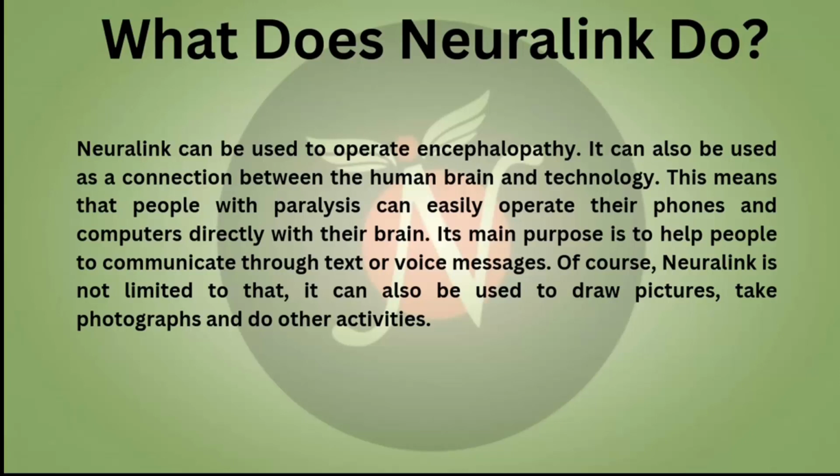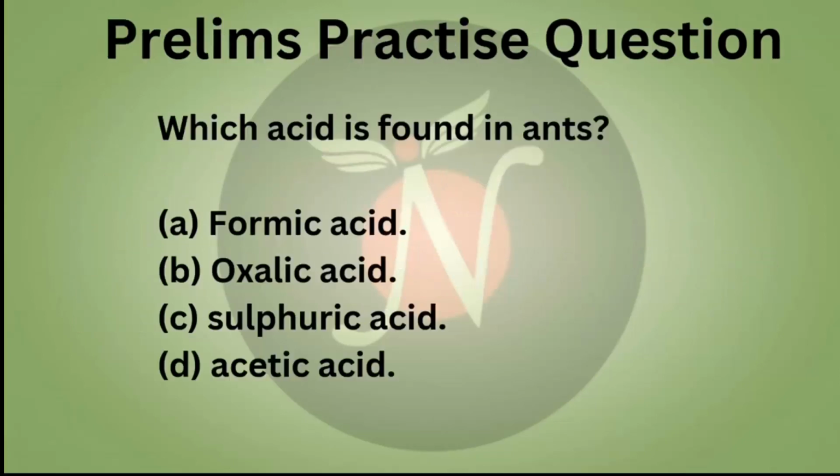Now moving further toward our prelims practice question. The question says, which acid is found in ants? A. Formic acid, B. Oxalic acid, C. Sulfuric acid and D. Acetic acid. You have to pick the correct option and write it in the comment box. I will answer this question in my next video.